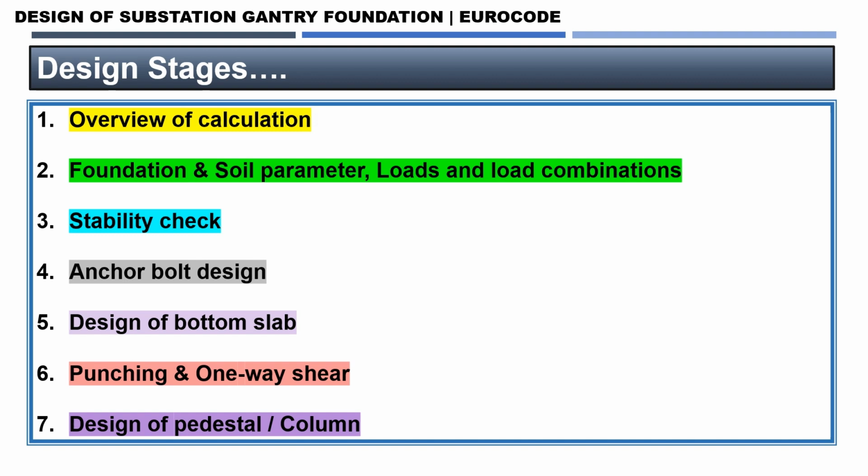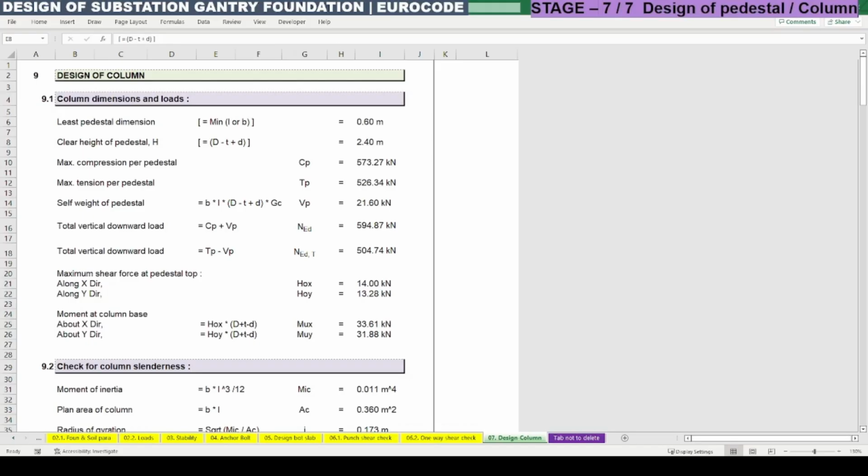Now this is stage 7. In this we are going to do design of pedestal. Now let us look into that Excel calculation. So on the screen you can see the Excel sheet which we have calculated for the design of gantry foundation. This is the section which we are going to discuss about the design of column.